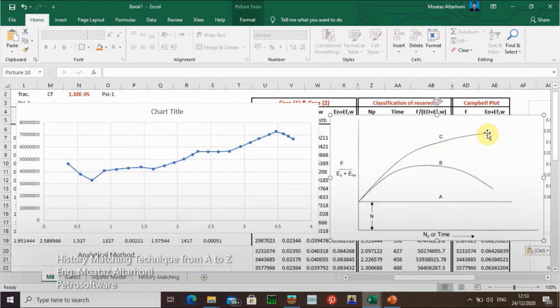And if it increases more and more, that's infinite acting, meaning strong water influx, and it will have more effect on the reservoir performance in the future. But here in the future, this line will not have a high effect. Maybe after this time you will need to add some additional artificial lift or water injection to support the pressure.